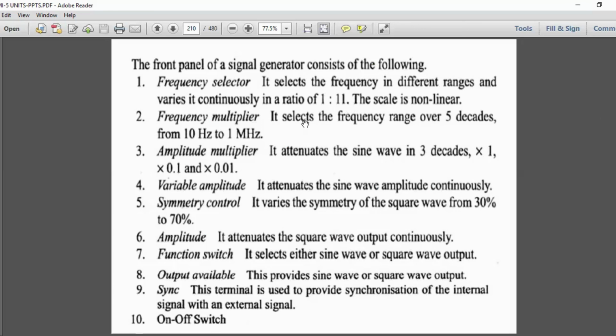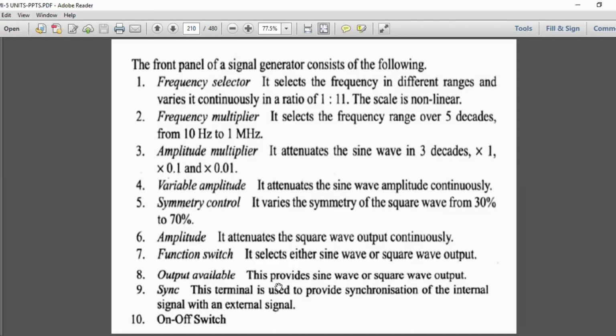The frequency multiplier selects the frequency range over 5 decades from 10 Hz to 1 megahertz. The amplitude multiplier attenuates the sine wave in 3 decades: times 1, times 0.1, and times 0.01. The variable amplitude attenuates the sine wave amplitude continuously. The symmetry control varies the symmetry of the square wave from 30% to 70%. The amplitude control attenuates the square wave output continuously. The function switch selects either the sine wave or the square wave output.